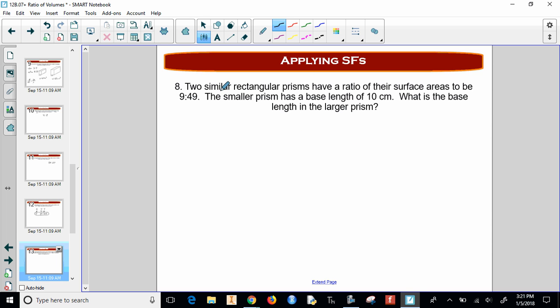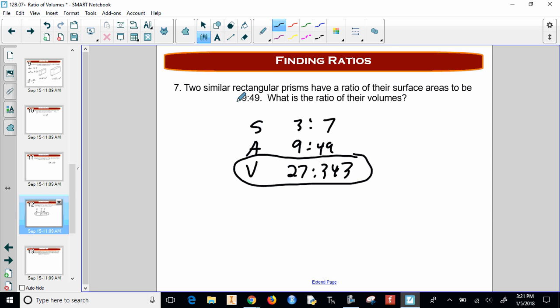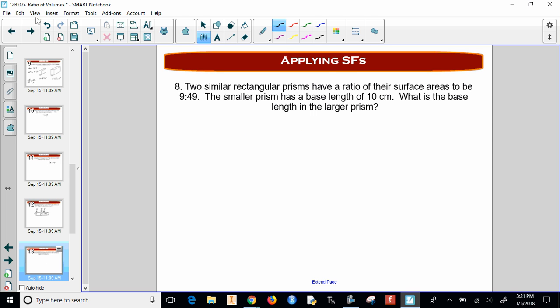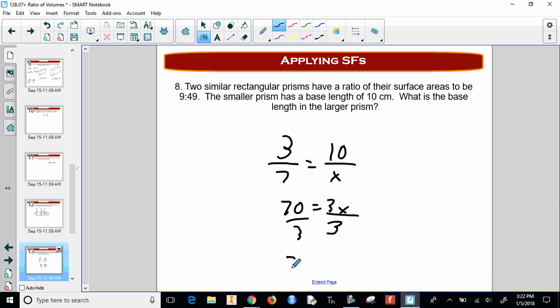Now, two similar rectangles have a ratio of their surface areas 9 to 49. The smaller prism has a base length of 10. What's the base length of a larger prism? So if we look at these three, it's a length. Is that a side, area, or volume? Hopefully you're saying side. So if it's a side, we use 3 to 7, and the smaller one has a length of 10. Cross multiply, 70 equals 3x. Divide by 3, and it's going to be 23 and a third centimeters.